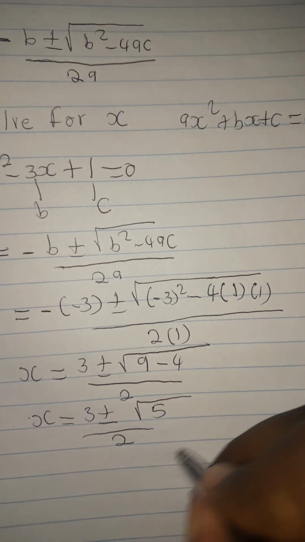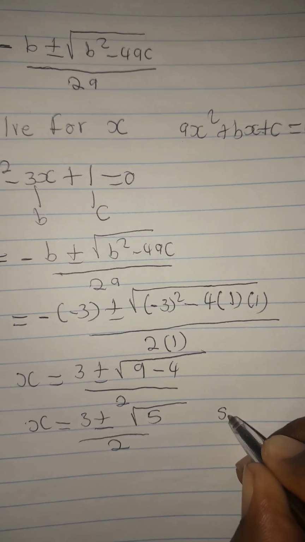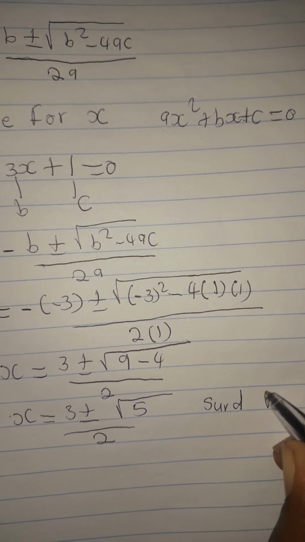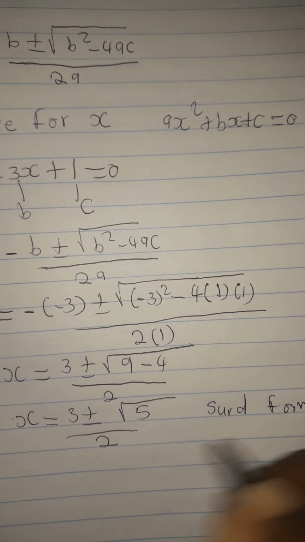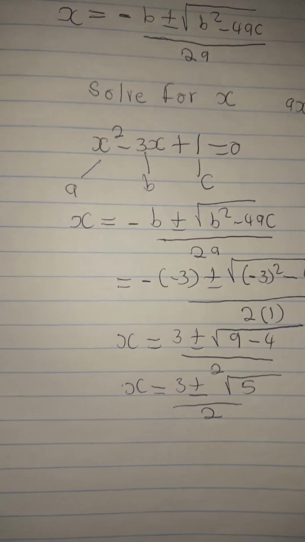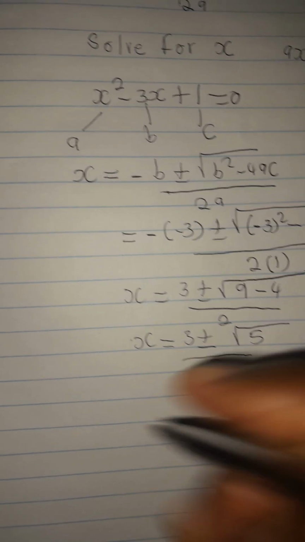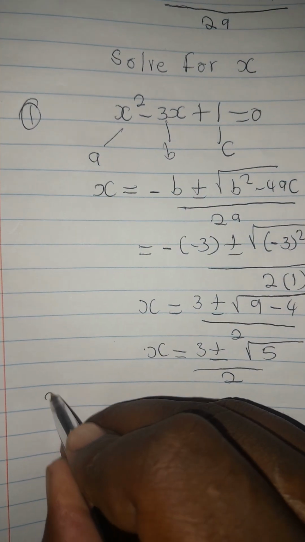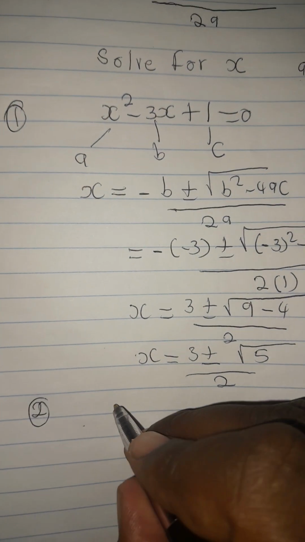If they want us to leave our answer in surd form, say the first question wanted us to leave this answer in surd form, you will leave it in this manner. So it's in surd form. Okay, let's see the second question. We'll name this example number 1, and the one we're doing now example number 2.